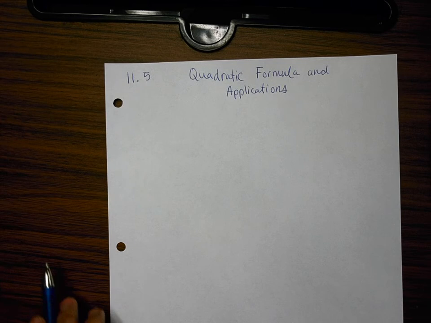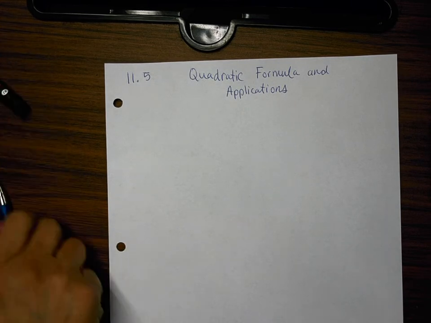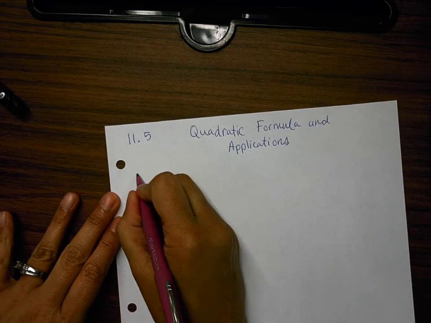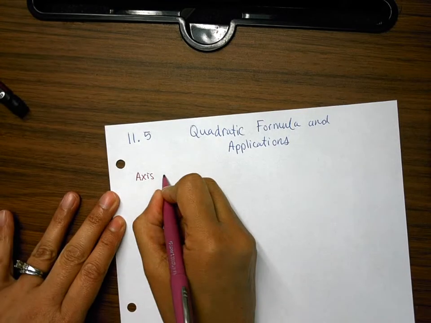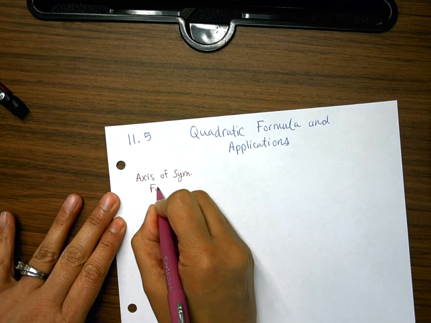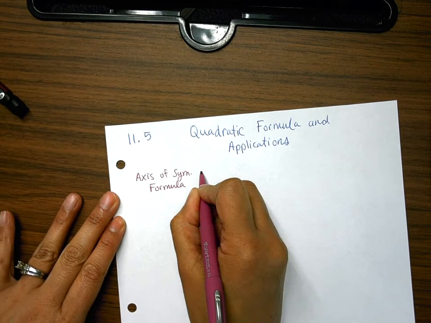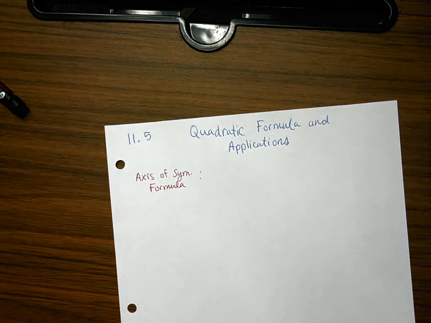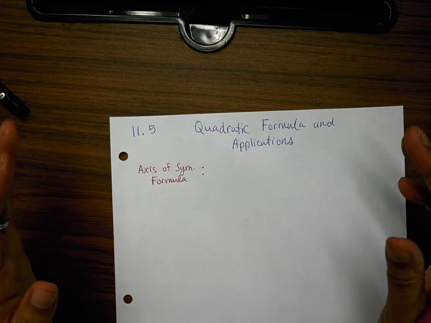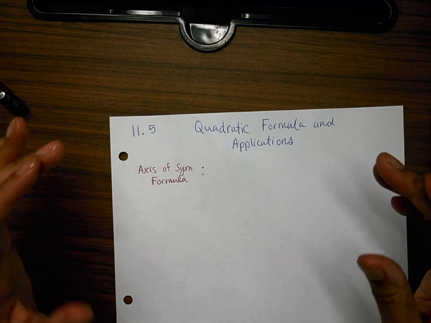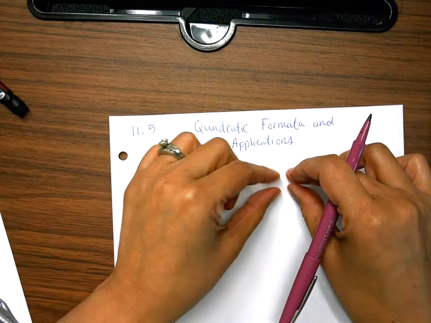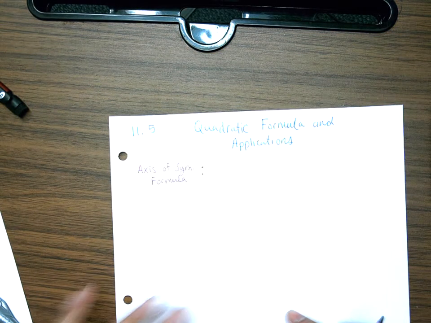Okay, what we're going to talk about first is a new formula, and it's called the axis of symmetry formula. So I'm going to write that down. Axis of symmetry formula. Now, we've talked in our previous unit, Unit 10, about how to find the axis of symmetry. If you remember, what we did back then is we factored the problem, we solved to find the two x-intercepts, and then once we found the two x-intercepts, we counted our way to the middle and found the axis of symmetry. Do you guys remember that?